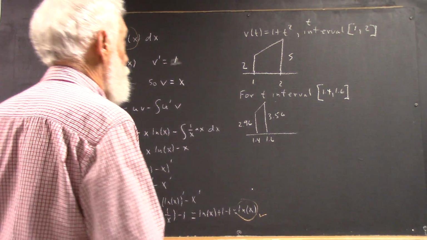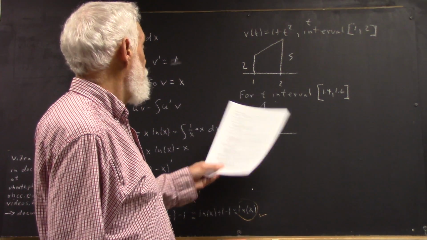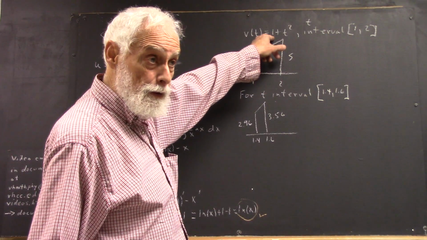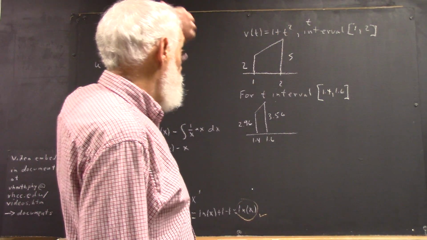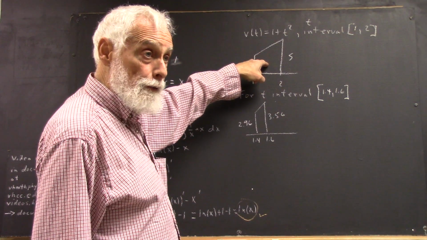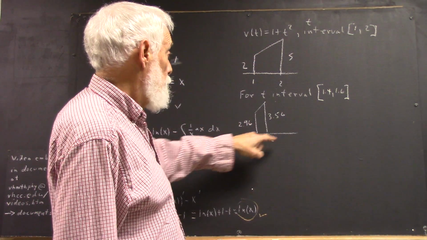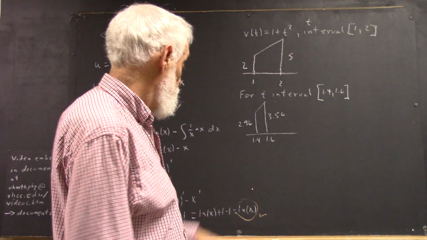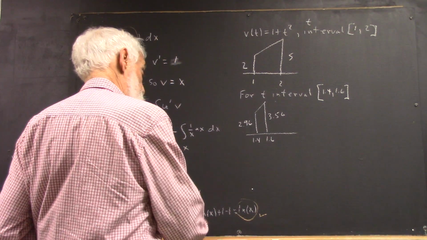Okay, so we've got a function, I think we call this a velocity function, v of t equals 1 plus t squared. On the t interval from 1 to 2, we get this for our graph trapezoid. On the t interval from 1.4 to 1.6, we get this graph trapezoid.